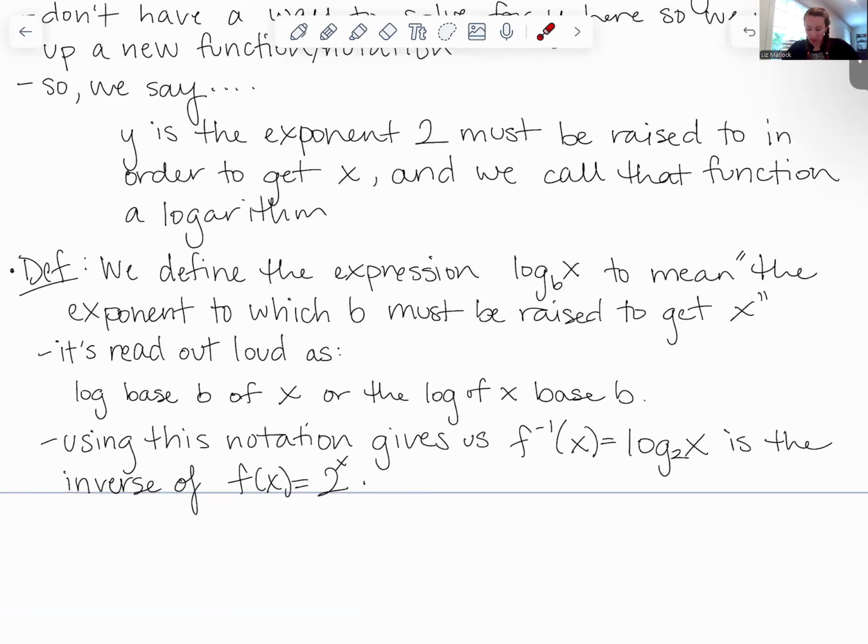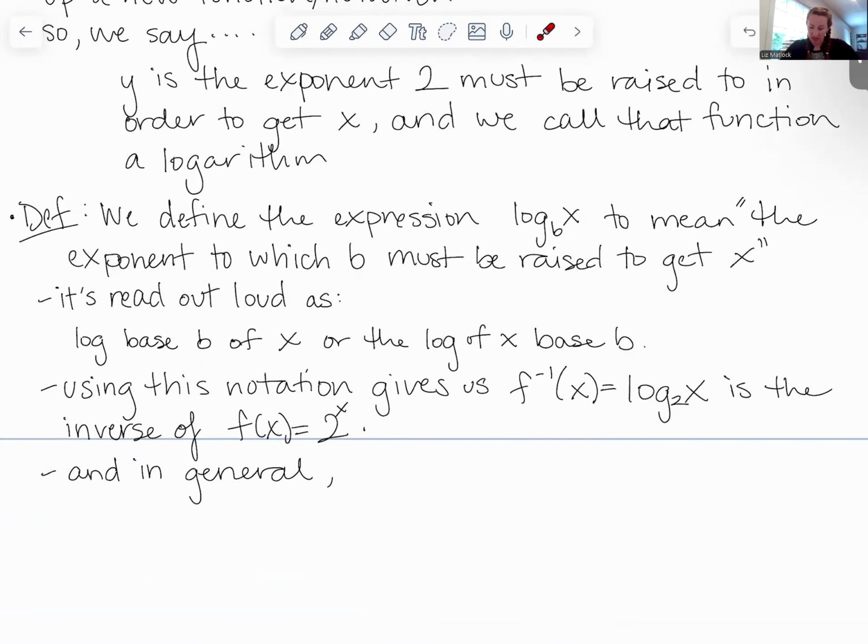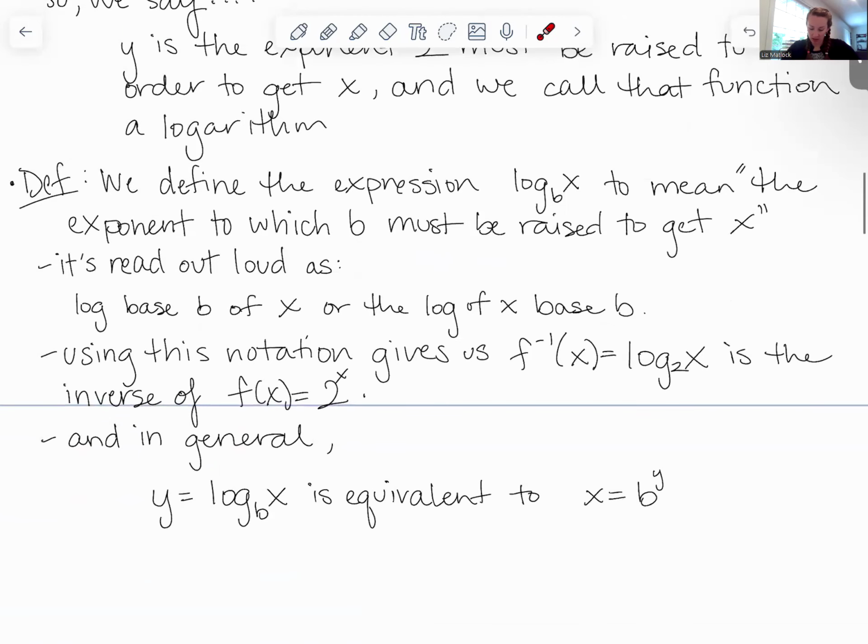So using this notation, we can finally get the inverse function that we're trying to find above. It means that f inverse of x is equal to log base 2 of x. That's the inverse of f of x is equal to 2 to the x. So in general, we can say that y equals log base b of x, where b is going to be a number, is equivalent to x equals b to the y.